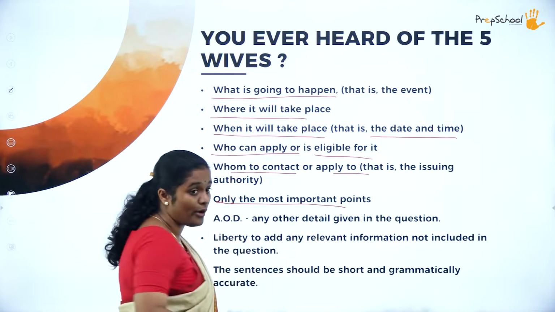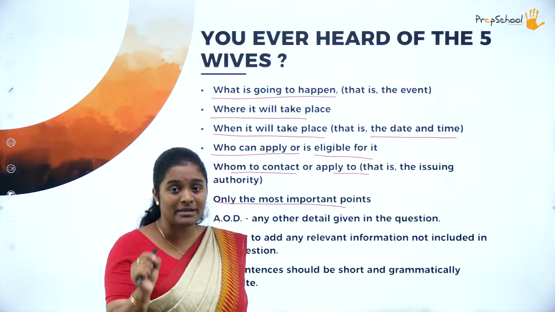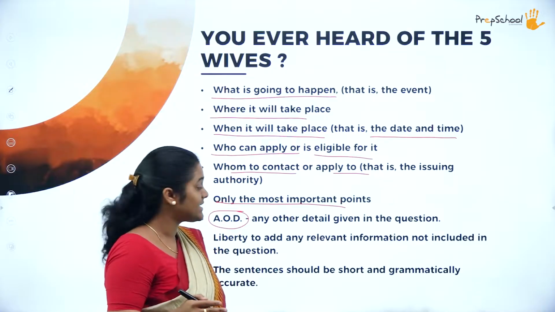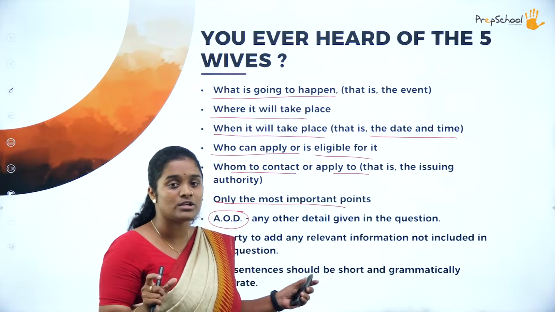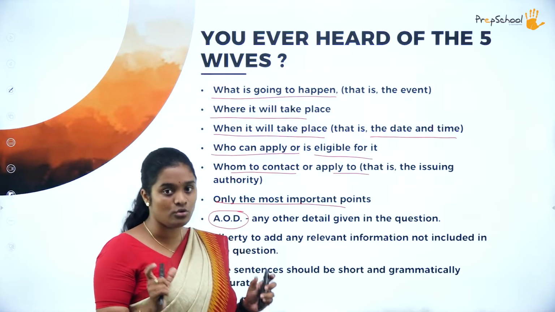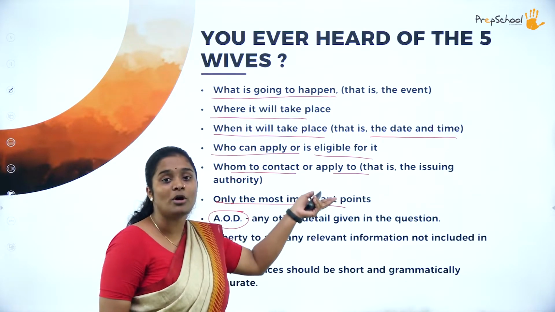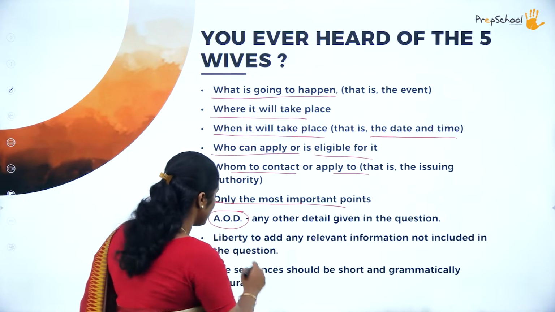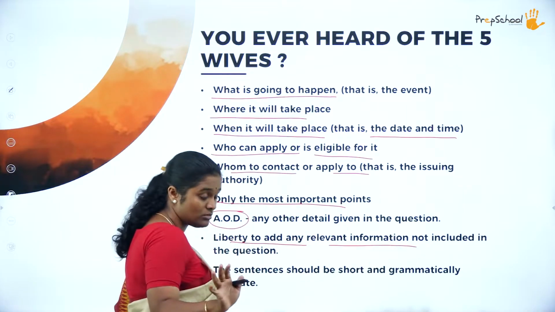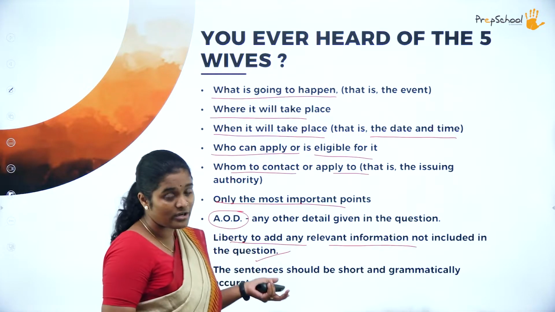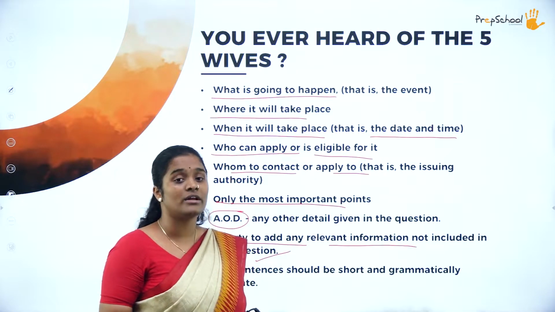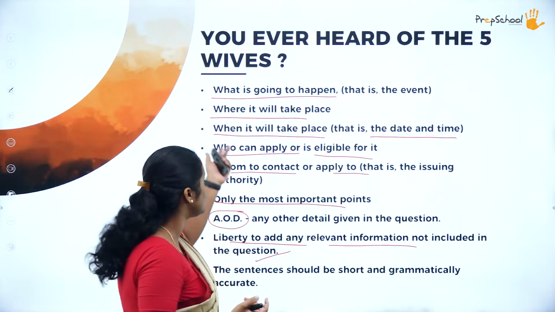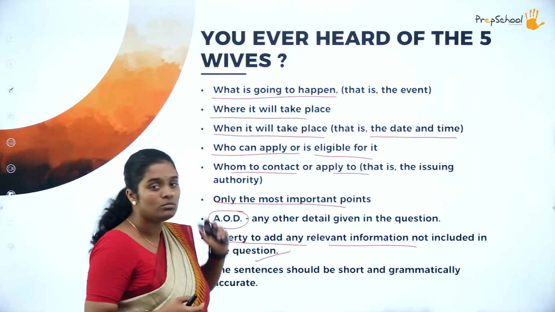So only the most important points need to be included. It should be crisp, clear, brief, and not an elaborate letter. So AOD is any other detail that is given in the question. If it is mentioned in the question, do make sure to include it in your notice, okay? Something like whom to contact or whom to apply to. For example, if you're interested in participating, you can contact so and so. That can also be given. Liberty to add any relevant information, but do not include what is not included in the question. If the venue is not given or if the time is not mentioned, you can take the liberty to mention it there, because it is mandatory. This notice should inform what, where, when, and who, right?